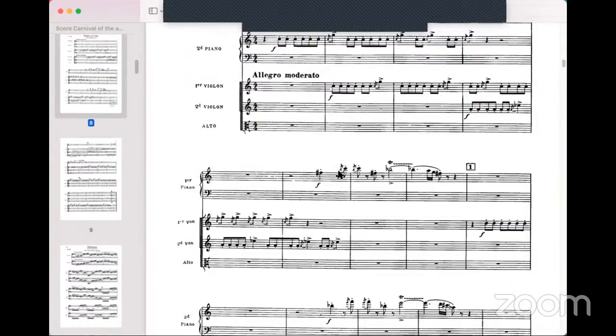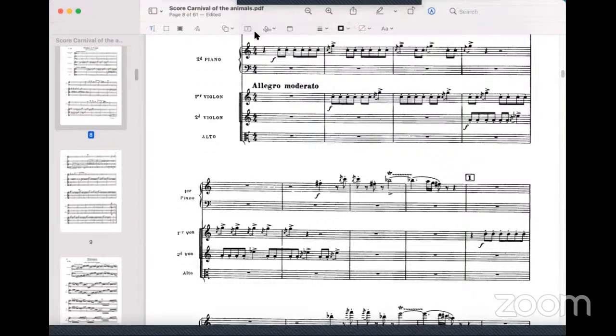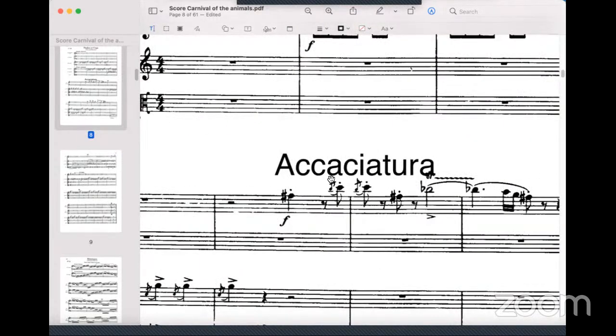This is the acciaccatura. The name of this little note, let me zoom here. This note here is acciaccatura. If it did not have this slanted line, it would be appoggiatura, but it's acciaccatura with this dash.